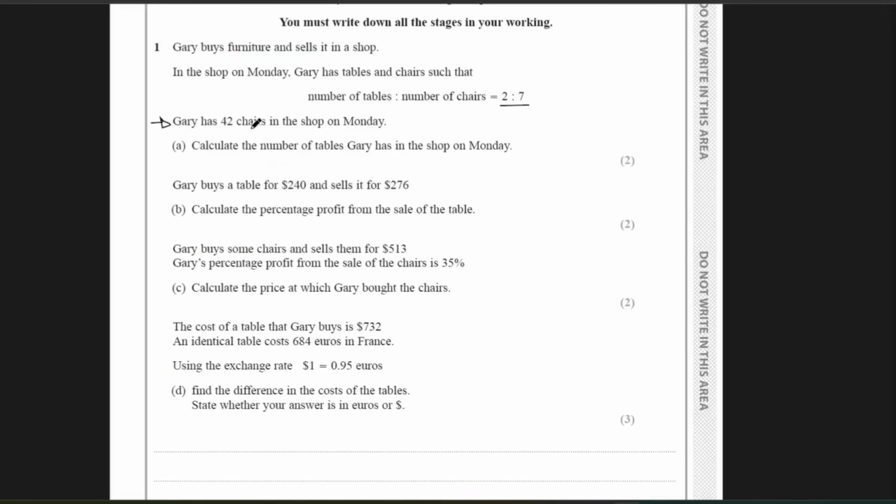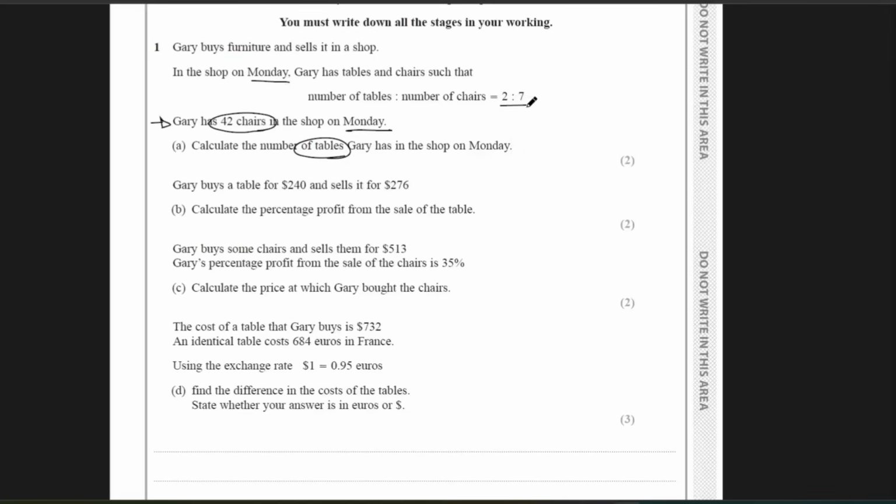Gary has 42 chairs in the shop on Monday, the same day. Calculate the number of tables Gary has in the shop on Monday. So he has 42 chairs. How many tables does he have according to the ratio?